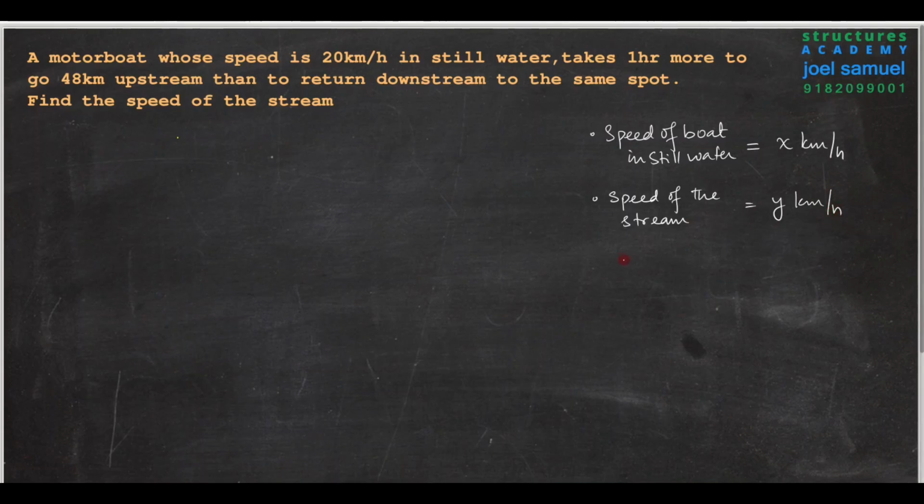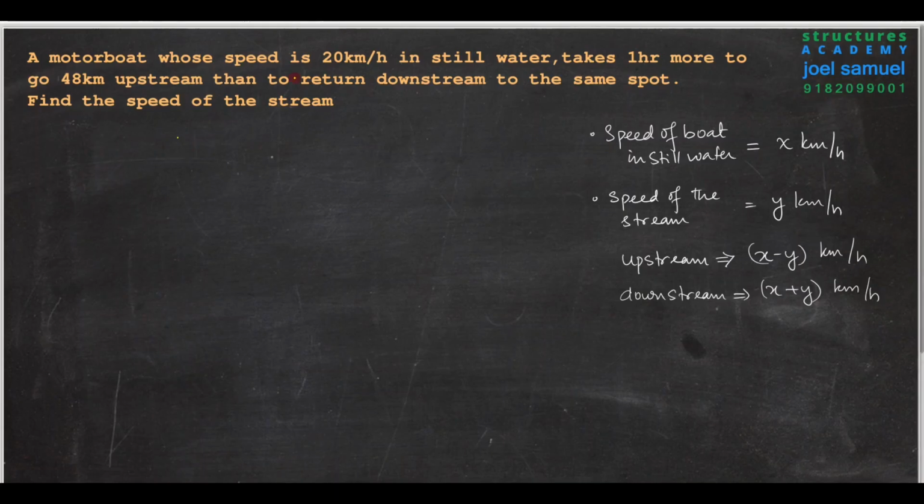Now, when the boat is traveling upstream, the speed of the boat becomes x minus y kilometers per hour. And when the boat travels downstream, understandably the speed will increase, so we write x plus y kilometers per hour. So keeping these in mind, let us look at the question.